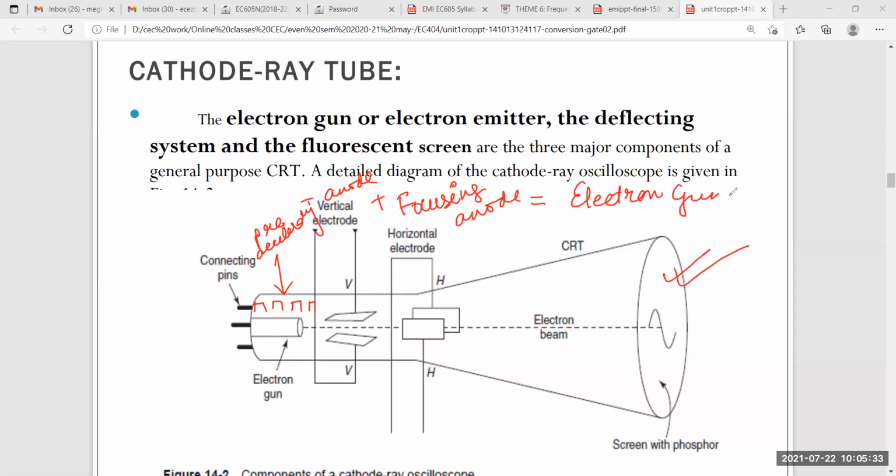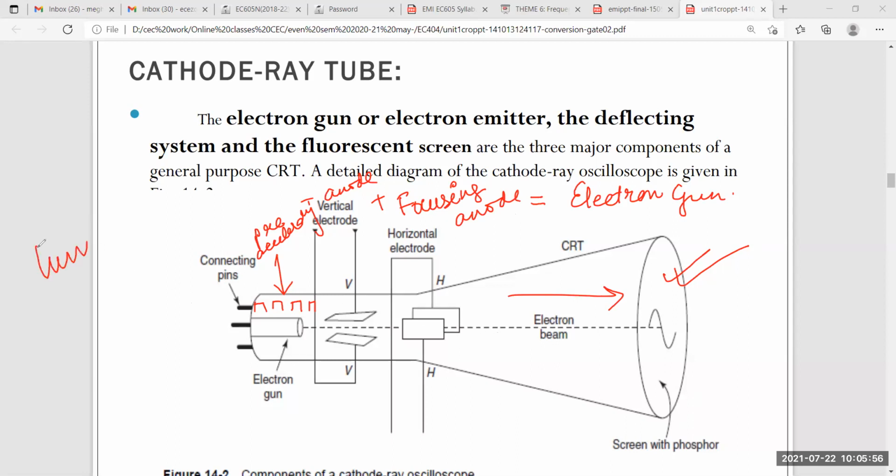Okay, together is the electron gun. So the electron gun assembly produces a very sharply focused beam of electrons, which are accelerated to a very high velocity. This focused beam of electrons strikes the fluorescent screen with sufficient energy to cause a luminous spot on the screen.